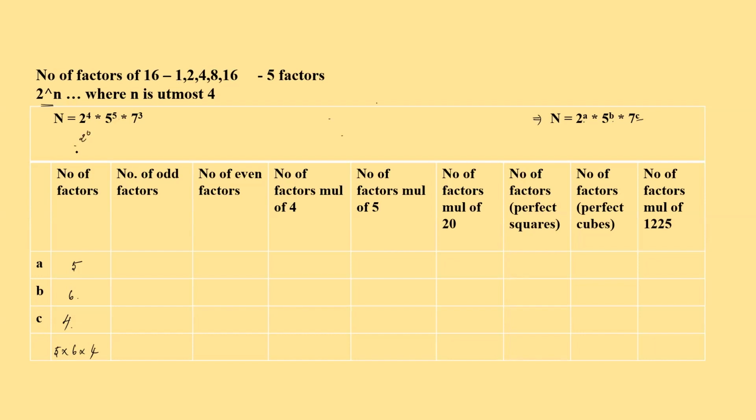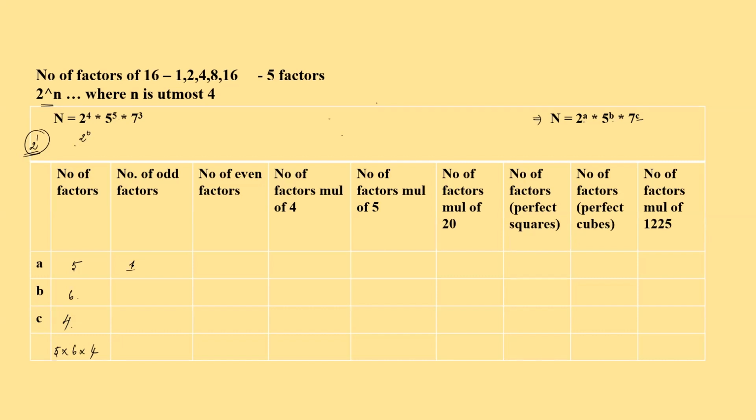Yes, I can take 2 power 0 because 2 power 0 is 1. 1 into any odd number gives you an odd number only. Now, an even number should be multiplied minimum with 2 power 1. So multiplying 2 power 0 doesn't ensure that the number becomes an even number. So A can take only one value, and that is going to be 0. It can take only one value.